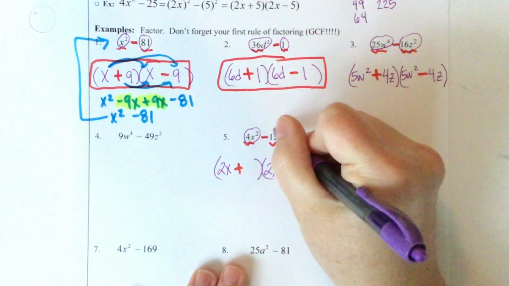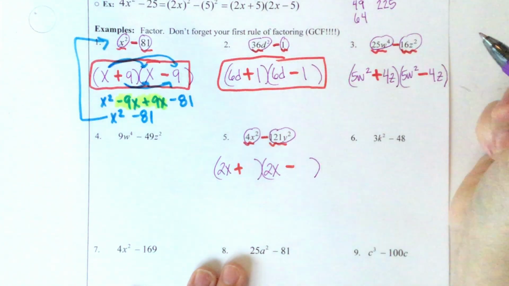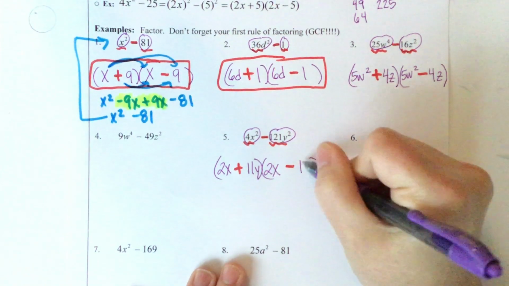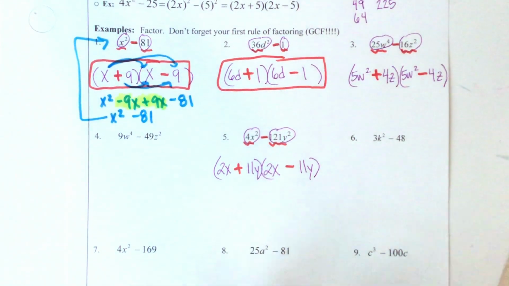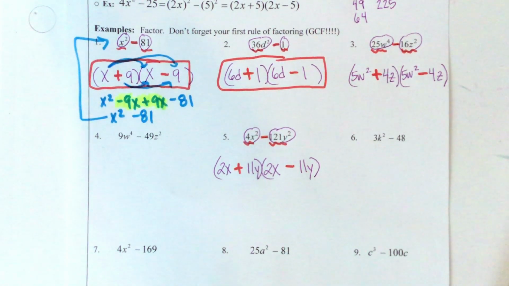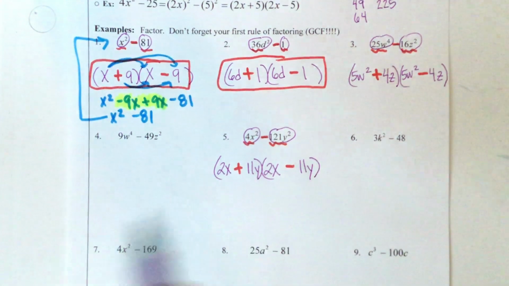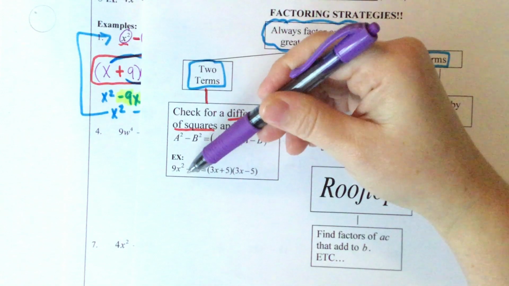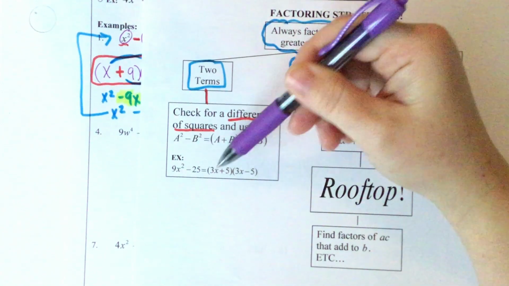What's the square root of 121y squared? 11y, because 11y times 11y makes 121y squared. These are pretty easy, don't you think? I think the difference of squares problems are the easiest that there happen to be. Now, at this point, hopefully the example on the flow chart makes sense to you.